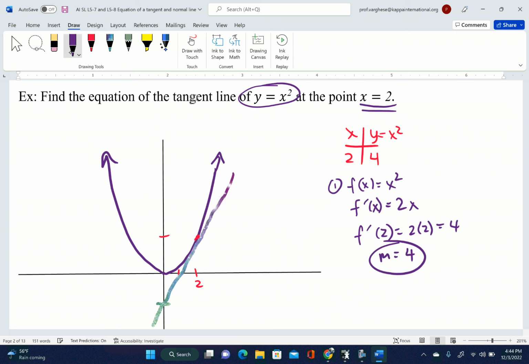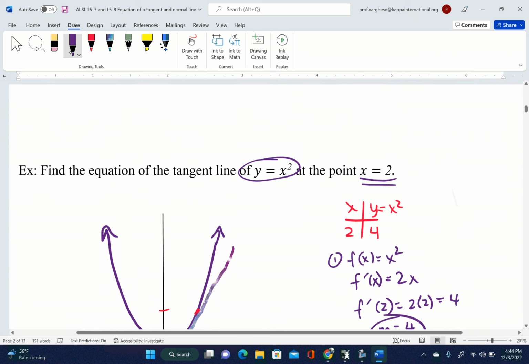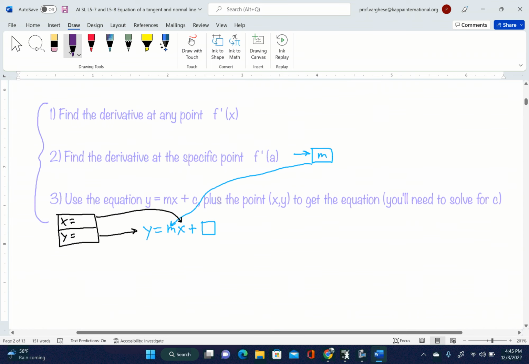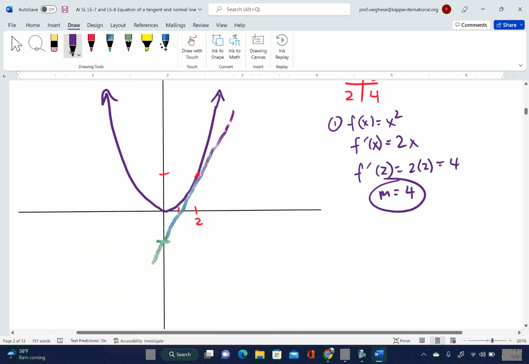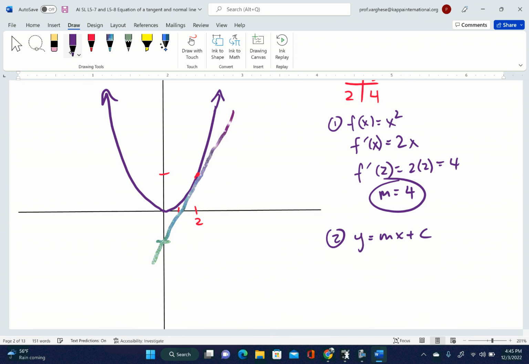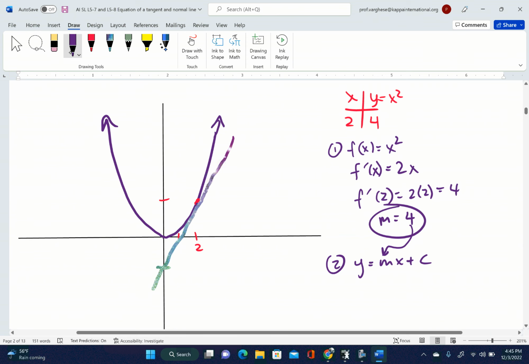Okay, so good. So now I know that. The next thing I want to do, after I found the derivative at the point, which gave me m, is use my equation. So my equation is y equals mx plus c. Usually some people say b. That's like in algebra. So we know that our m is equal to 4, and we know our point is 2 comma 4. So wherever I see my y, I'm going to plug in the number 4.